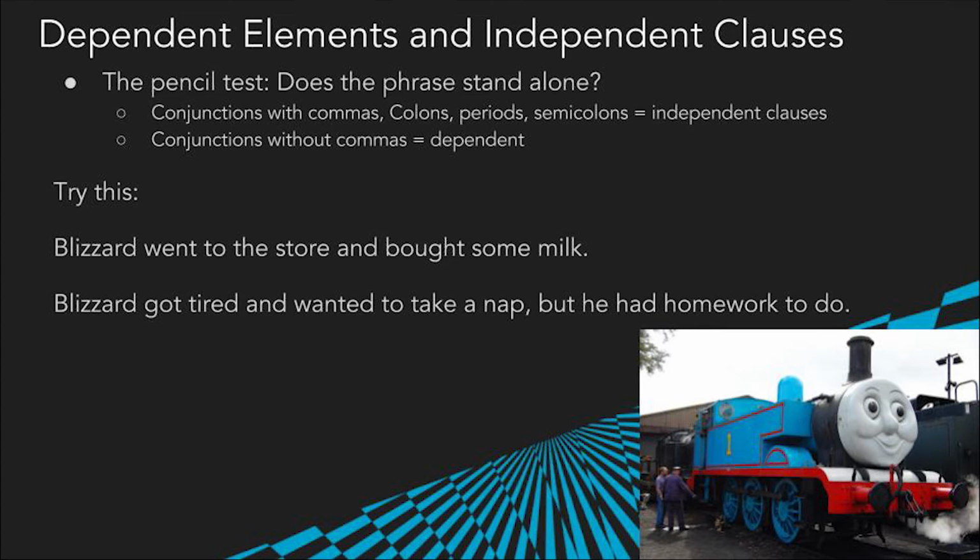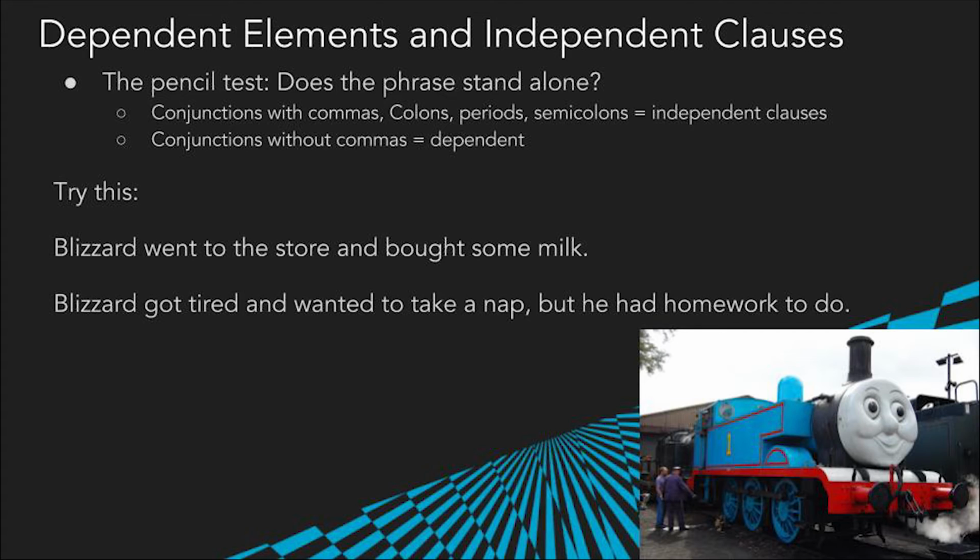To begin, I'll remind you that independent clauses can stand alone as ideas, and dependent clauses need to be attached to an independent clause to make sense. If you're unsure if a sentence element is independent or dependent, you can always use what I call the pencil test. Simply use a pen or a pencil to cover up an element you suspect might be dependent. If the rest of the sentence makes sense without it, the element is dependent.